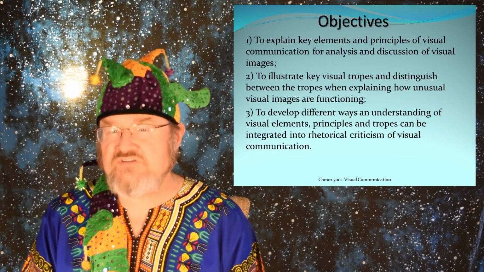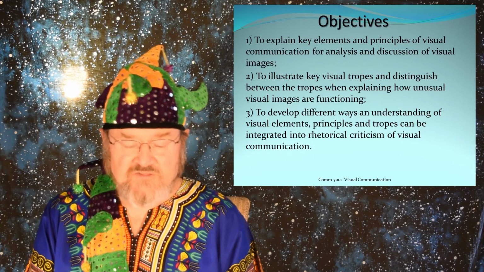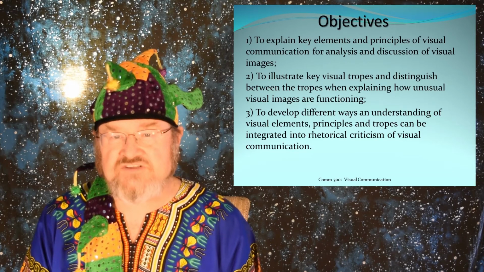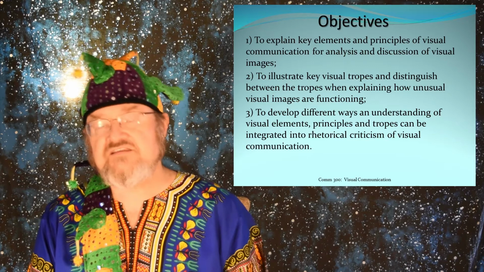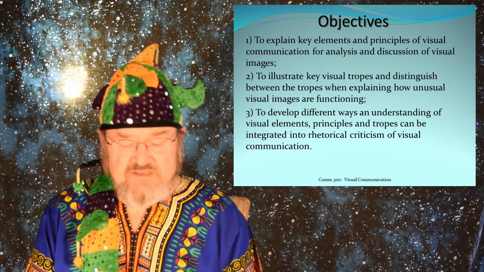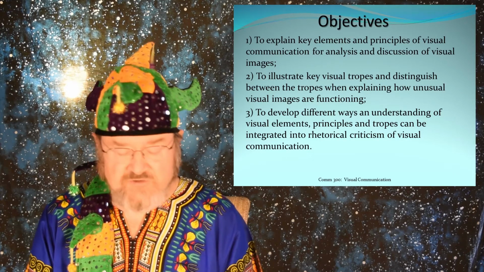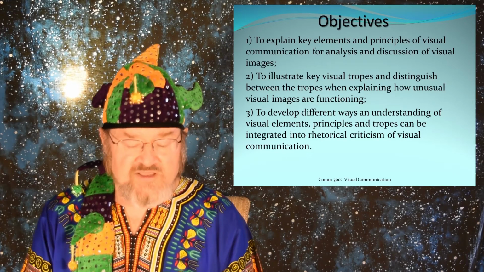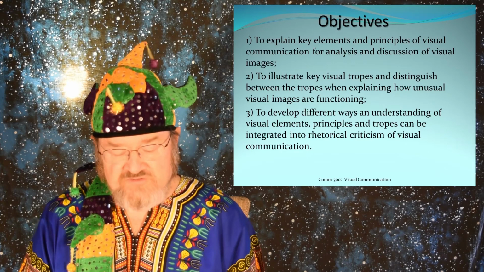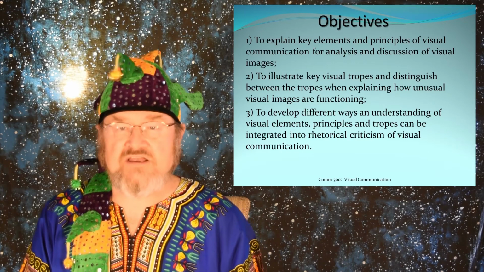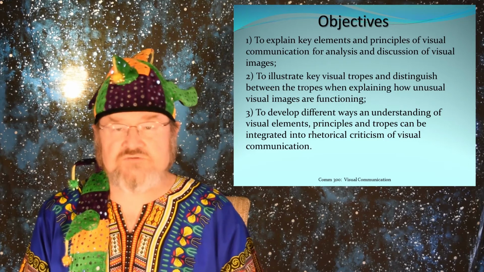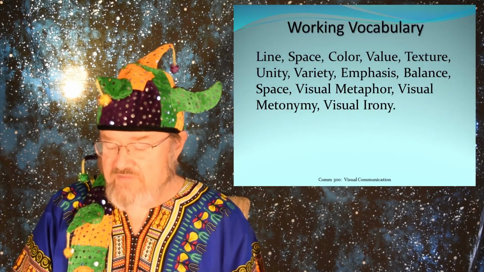Our objectives for this unit are, first, to explain key elements and principles of visual communication so that we can analyze and discuss visual images, some kind of vocabulary. Second, to illustrate key visual tropes, distinguish between the tropes when explaining how unusual visual images are functioning. And third, to develop different ways of understanding visual elements, principles, and tropes, and how they can be integrated into rhetorical criticism of visual communication. And of course, the working vocabulary is available to help keep track of things.